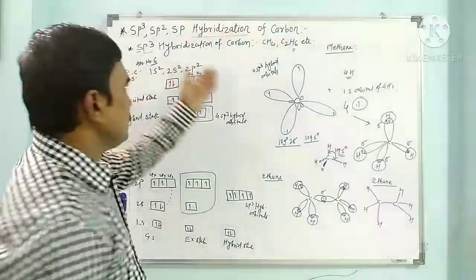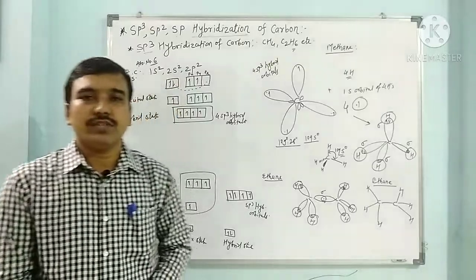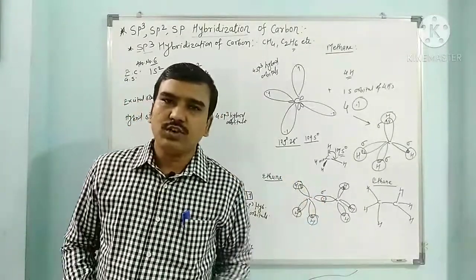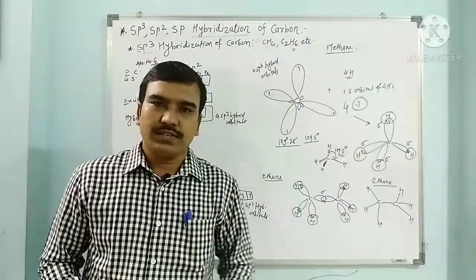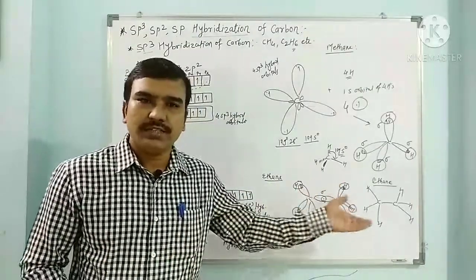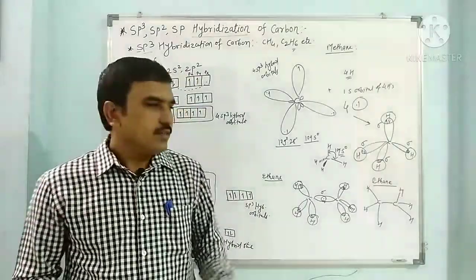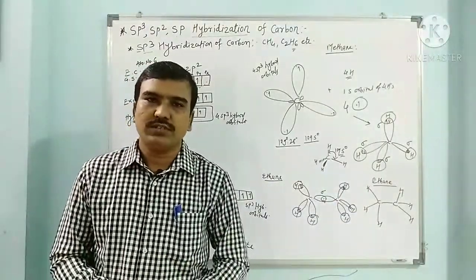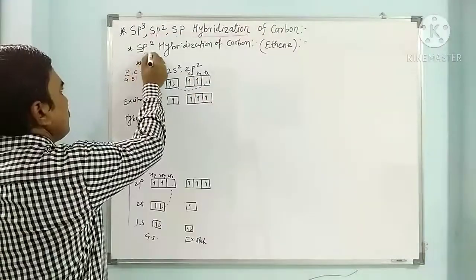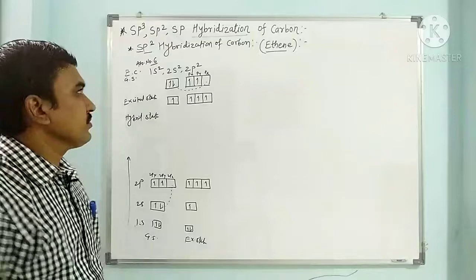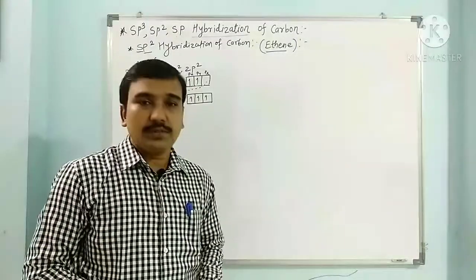So in this way we have seen sp3 hybridization for methane. During hybridization, it forms stronger bonds because of better overlapping. The overlapping in these hybrid orbitals is very high, so the bonds are stronger. Now next we have to see the sp2 hybridization of ethene or ethylene.